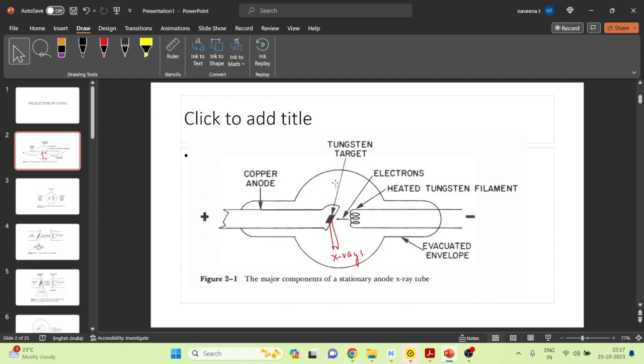In the beginning, previously, gas used to be present inside the X-ray tube. When gas is present, the electrons arising from the cathode, that is the tungsten filament, will collide with the gas molecules. When they collide, the energy of the electron decreases. On serial collisions with different gas molecules, the energy decreases and the effective electrons which hit the target decrease. As a result, X-rays are not satisfactorily produced, and the whole process might become uncontrolled.